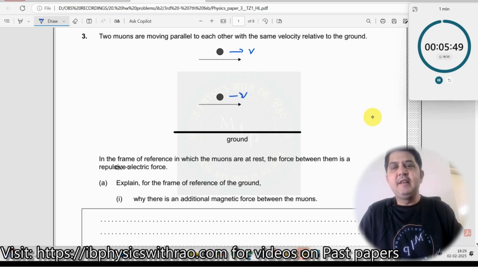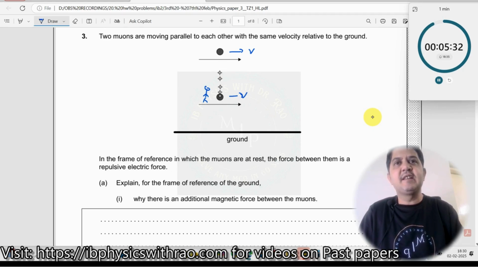Then in the frame of reference in which the muons are at rest, which means what? Where is it at rest? So if I am an observer sitting here, I observe this muon is at rest with respect to me because we both are moving at the same velocity. The force between them is a repulsive electric force, definitely, because there are two like charges. Both the muons are seen to be positive charges, and as a result, they will start repelling each other. So they try to go outside like this. The forces are acting like this.